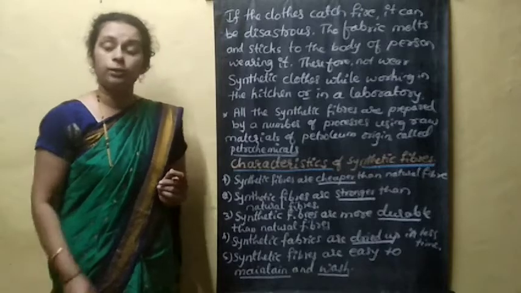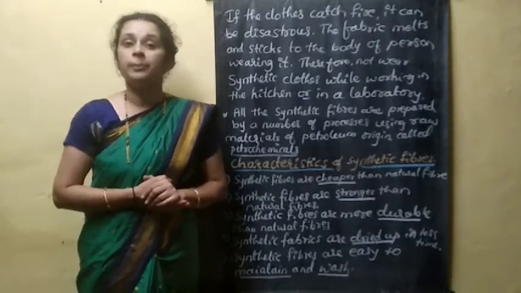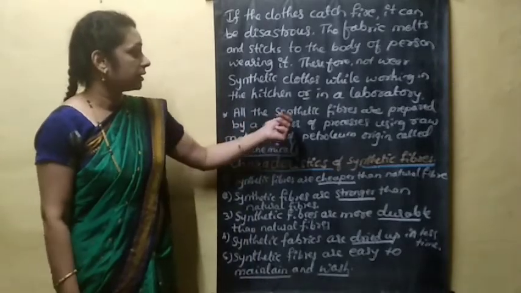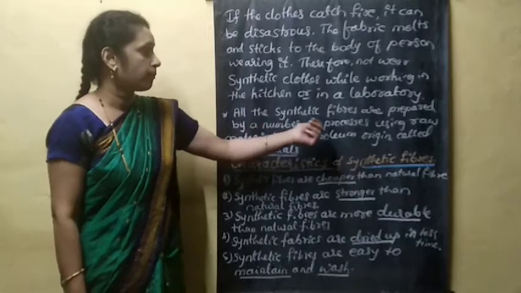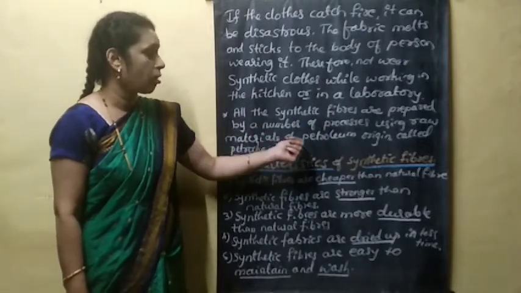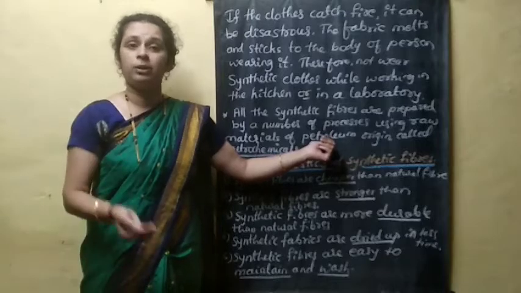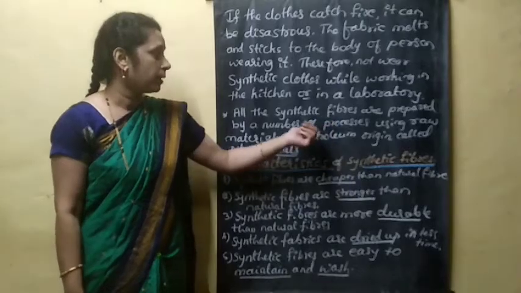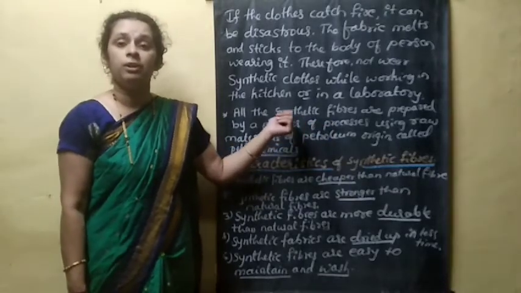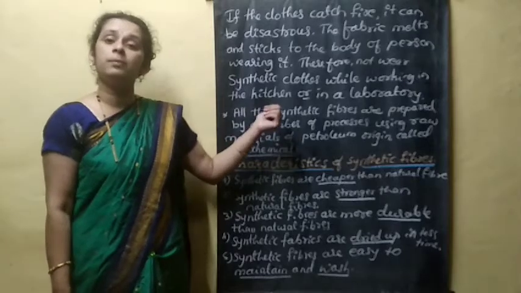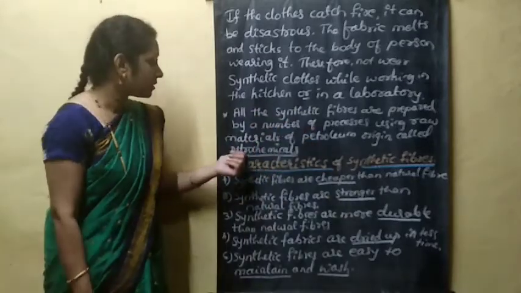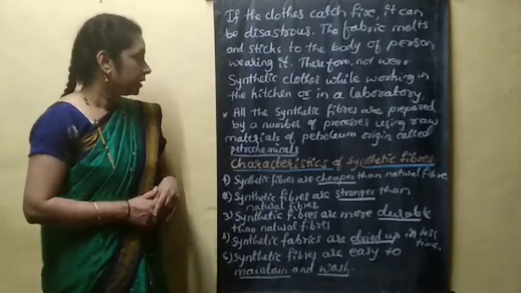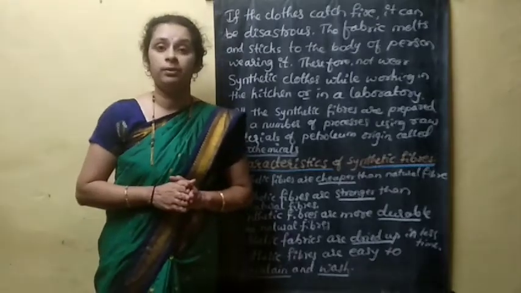I told you that all the synthetic fibers are prepared using petrochemicals. That means all the synthetic fibers are prepared by a number of processes using raw materials of petroleum. During petroleum processing, you will get many raw materials. By using those raw materials, we prepare the synthetic fiber. Those raw materials obtained from petroleum processing are called petrochemicals. This is about the synthetic fiber.